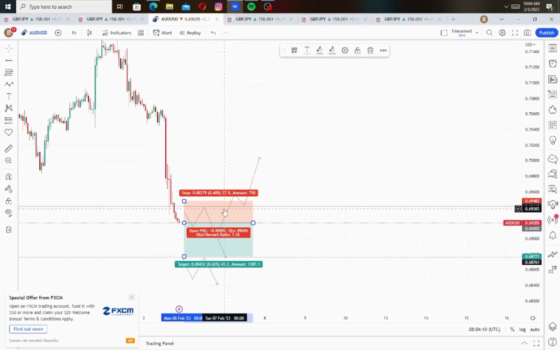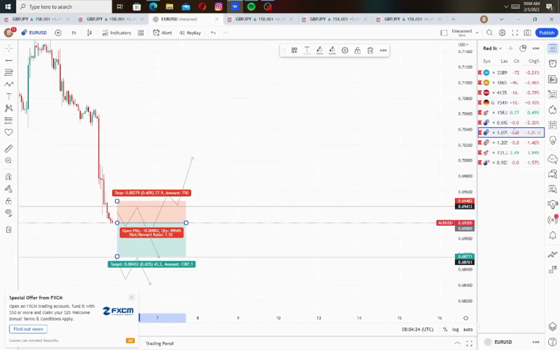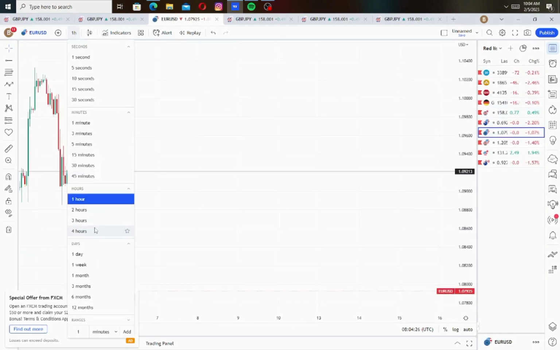I'd be risking 27 pips to gain 43, which for me is not worth it. I'd rather go for like a 1.7 ratio. But yeah, the last thing I'm gonna look at now is EURUSD.